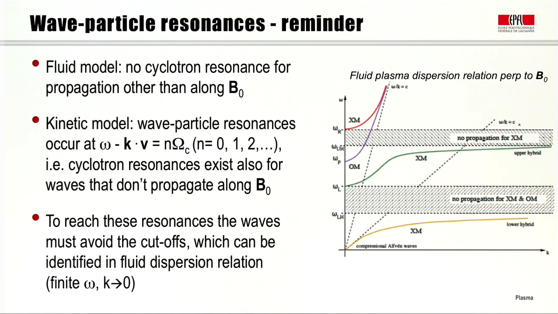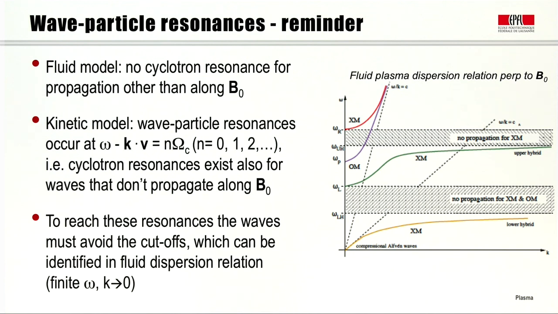Again, as a reminder, I just highlight the fact that we have found that in a fluid model, there are no cyclotron resonances for propagation other than along the magnetic field of the plasma. This is a dispersion relation that we found in a fluid model in the direction perpendicular to the magnetic field. And we see that the resonances, corresponding to the situation in which the wave number goes to infinity for a finite frequency, correspond to the lower hybrid and upper hybrid frequencies respectively. So no resonance for the cyclotron frequency.